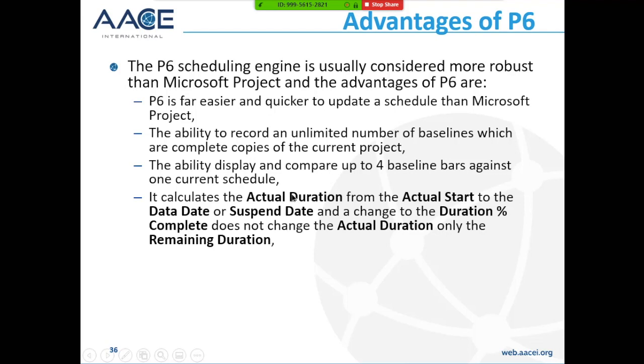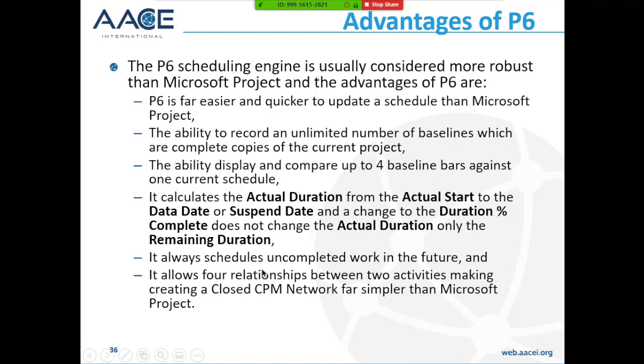It calculates the actual duration from the actual start to the data date, so you don't have to enter that, or the actual duration to the spend date. Changes to the duration, percent complete does not change the actual duration, it only changes the remaining duration, which is how I would like to see it work. It always schedules incomplete work in the future. It allows full relationships between two activities, making creating a closed CPM network far simpler than in Microsoft Project. So P6 is a far better scheduling engine than Microsoft Project.